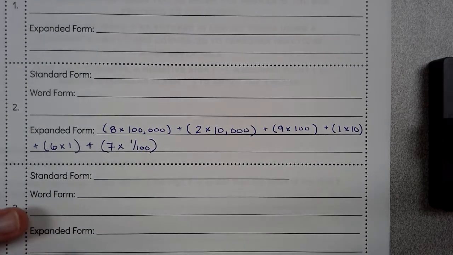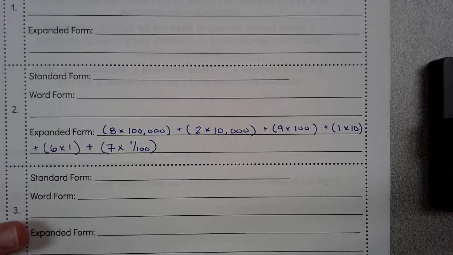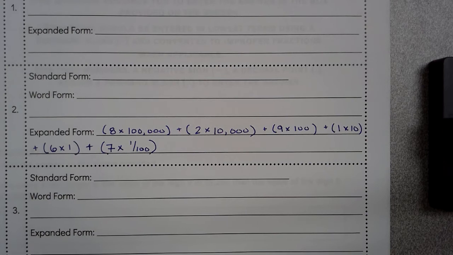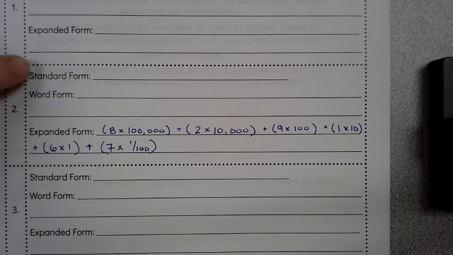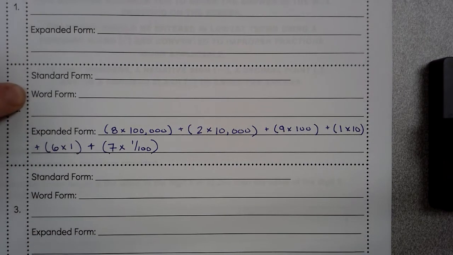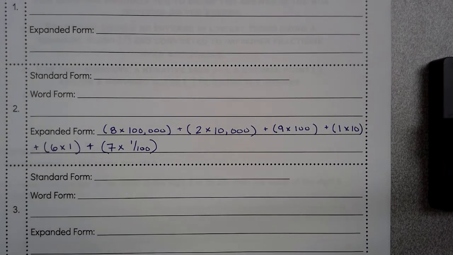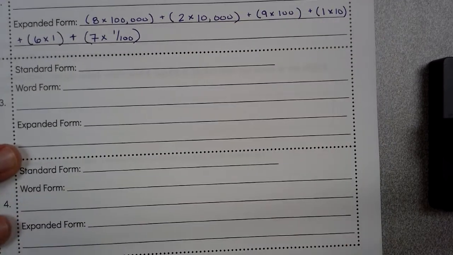Okay, this is your next number. 8 times 100,000 plus 2 times 10,000 plus 9 times 100 times 1 plus 1 times 10 plus 6 times 1 plus 7 times 100. So you need to write this down in standard form and word form. Okay, next one.